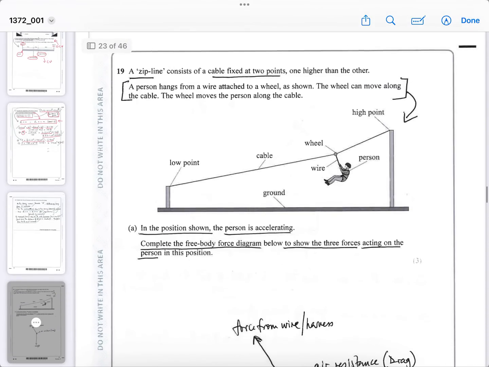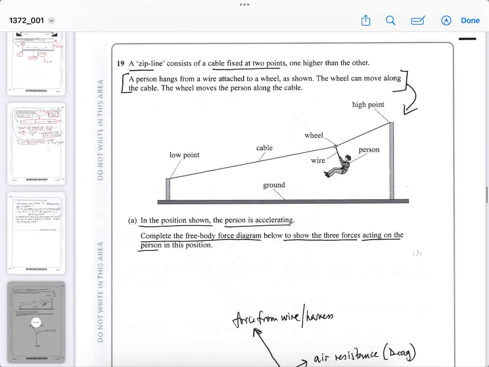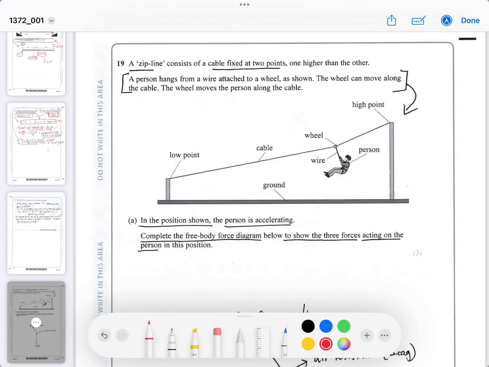You can see that the later questions take longer to explain and take longer to go through. So here, question 19 is about a zip line, and for those of you who know where I live, we have one in JBR. A zip line consists of a cable fixed at 2 points, the lower point and the higher point, and a person hangs from the wire as shown. Yes, they have a harness on them, so they won't be able to fall down.